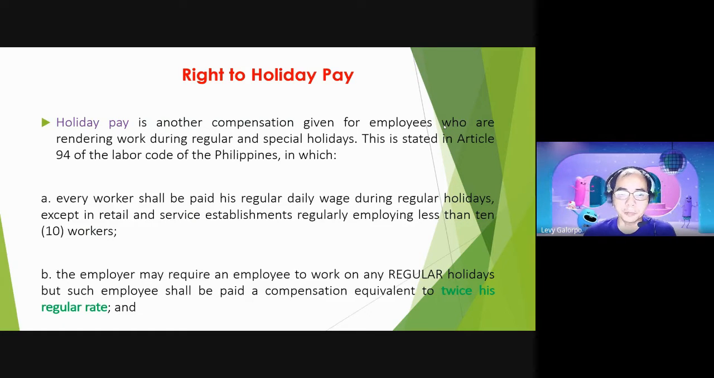Letter B, the employer may require an employee to work on any regular holidays, but such employee shall be paid a compensation equivalent to twice his regular rate, doble. Pagka pinagtrabaho siya ng regular holiday, doble ang kanyang magiging rate for that day.